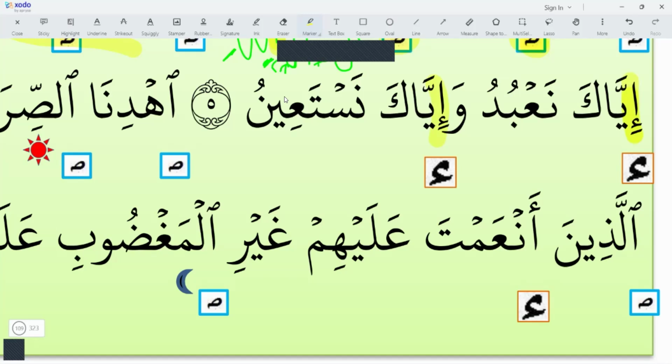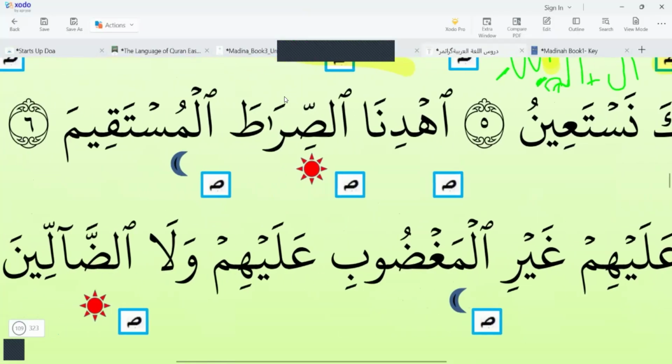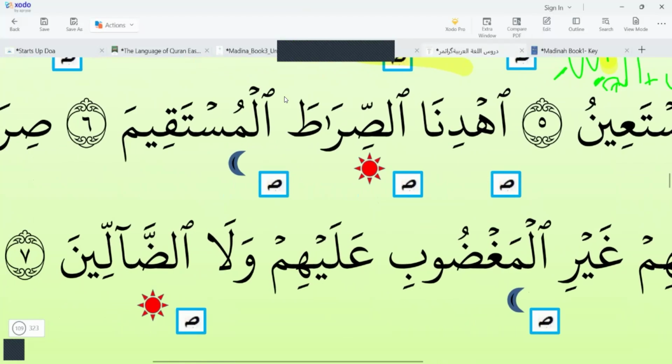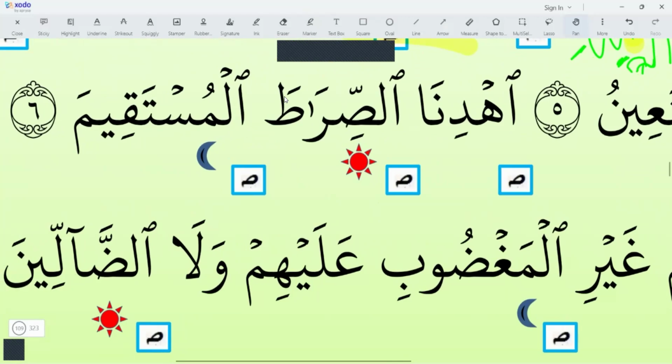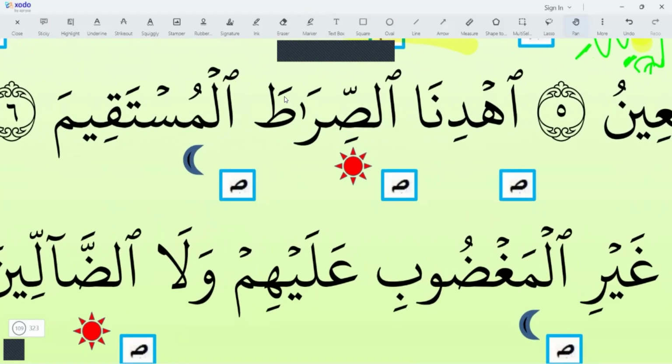So is it Hamzatul Qat'i or Hamzatul Wasl? This is Hamzatul Qat'i. Okay, good. Jazakallah. Okay, next ayah. Who will read the next ayah? Okay, Riyad.